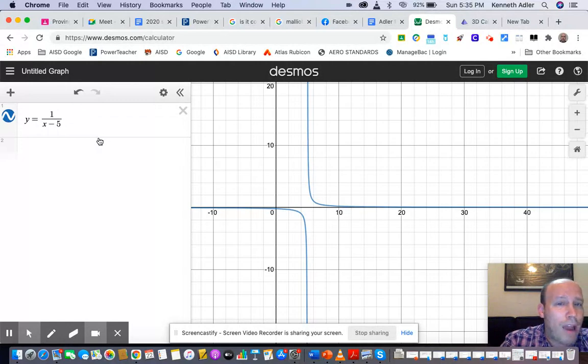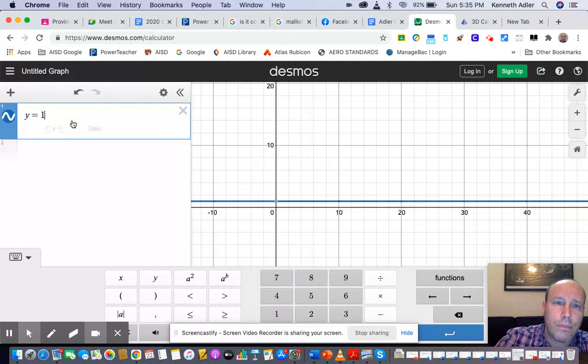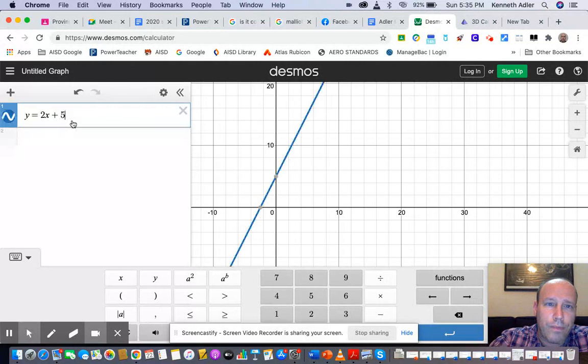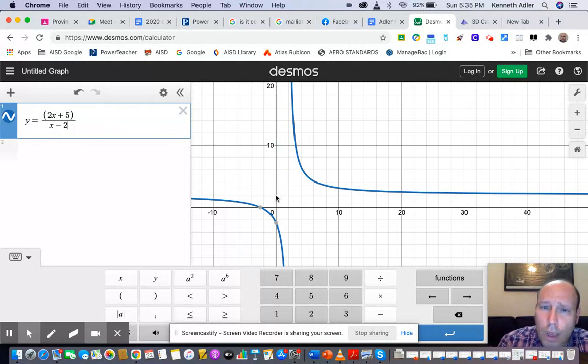What about other rationals? You also studied something like 2x plus 5 divided by x minus 2. Same idea. We're going to be talking about the range and the horizontal asymptote, but right now we're just talking about the domain restrictions. Once again, x can be any single number. It just can't be x equals 2.